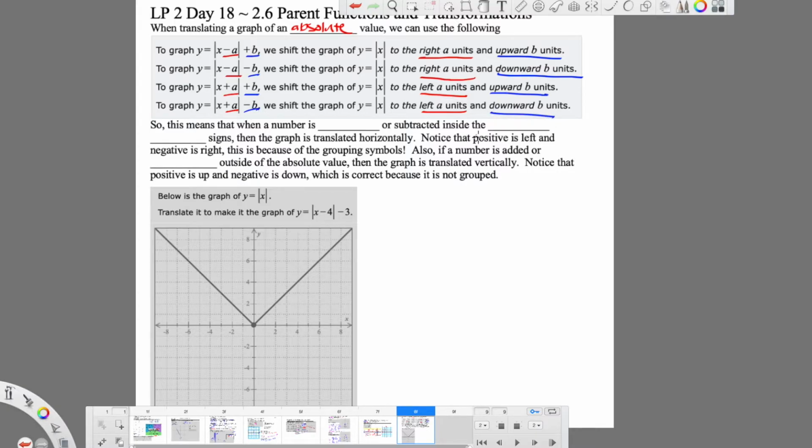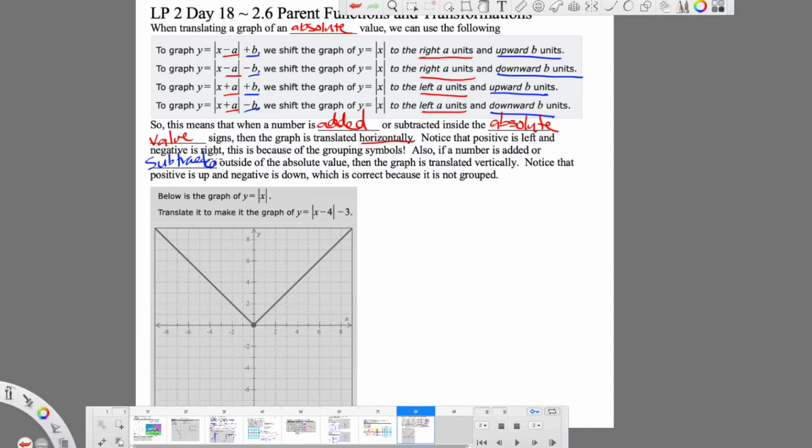But what we want to pay attention to is the idea that we can see when a number is added or subtracted inside the absolute value or grouping symbols. It doesn't just have to be absolute value, but in this case we're looking specifically at absolute value. Then the graph is translated horizontally, meaning we're going to go right or left. So notice the positive is left and the negative is right, just like I talked about, and this is because of those grouping symbols.